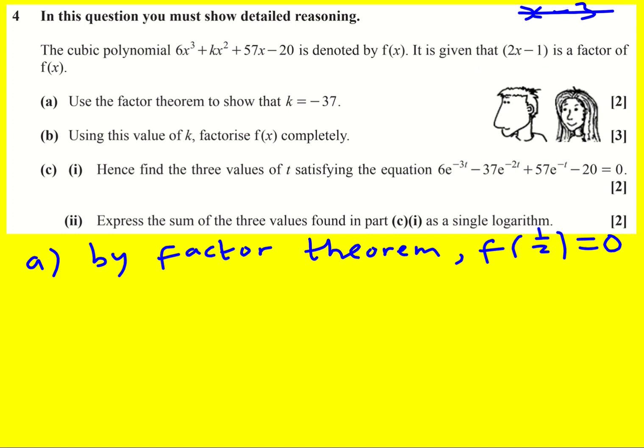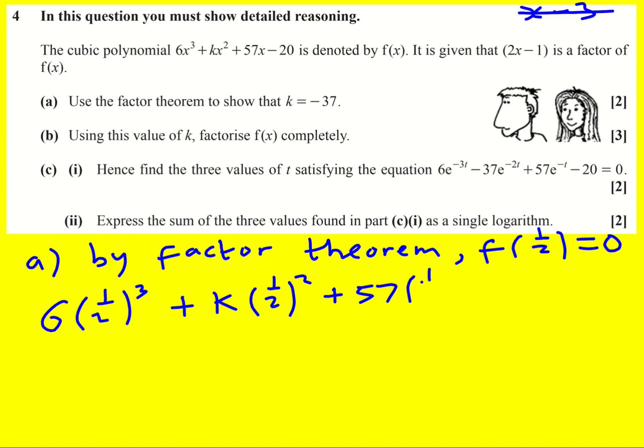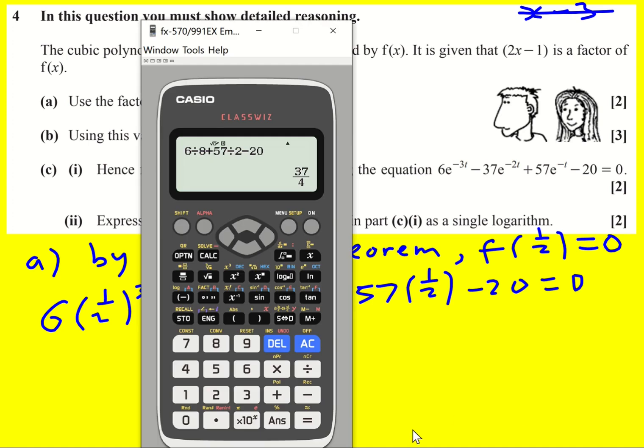And now we can substitute that into my f of x. So it must be that 6 times a half cubed plus k times a half squared plus 57 times a half minus 20 equals 0. And we can use our calculator to help us out here.